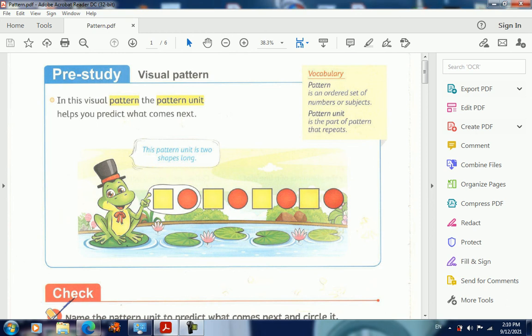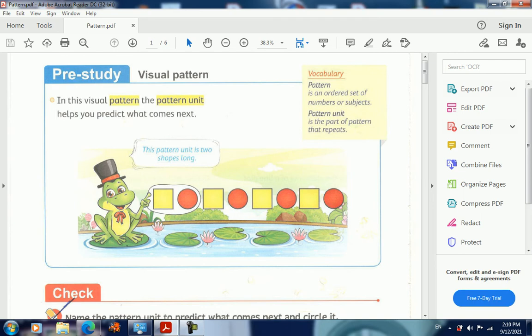So today we are going to talk about the pattern. Okay, so what shall we pre-study? Okay, the visual pattern, which is related to pictures. What vocab will we encounter here? The vocabulary: pattern. What's pattern?